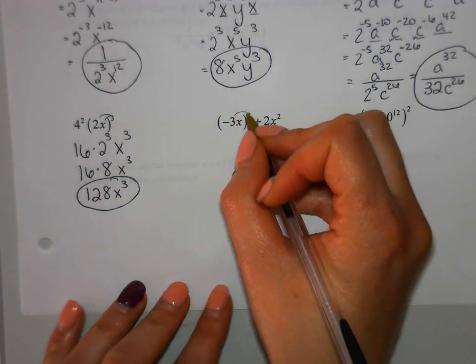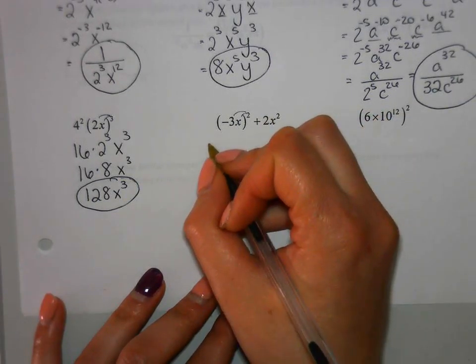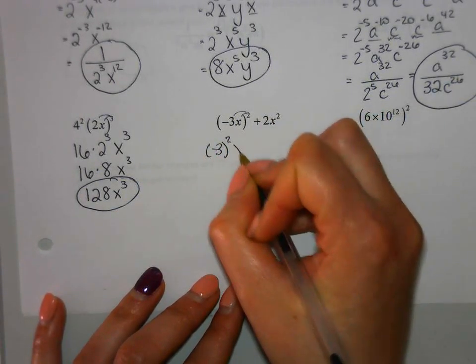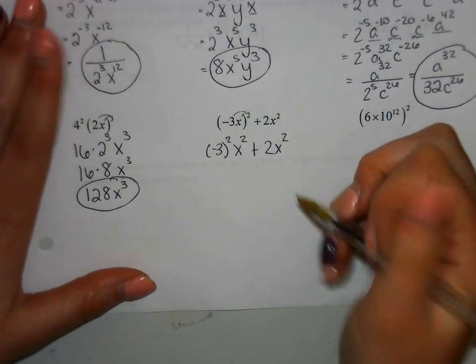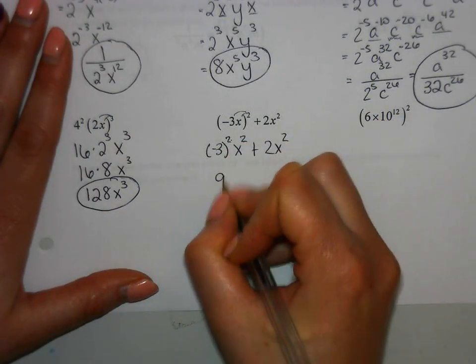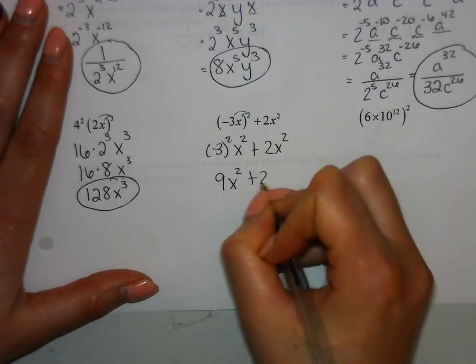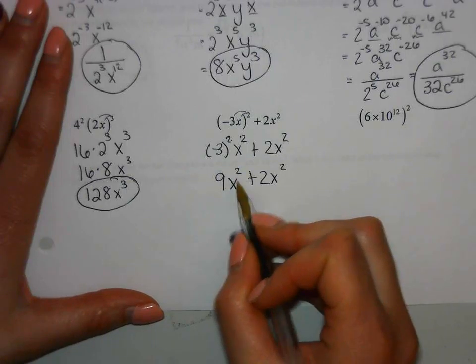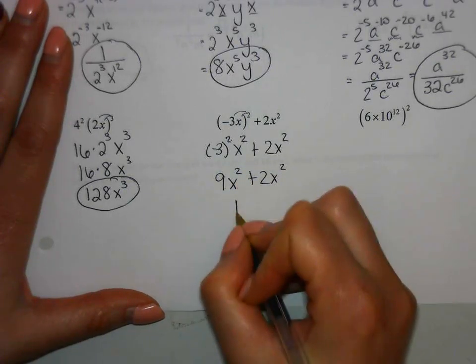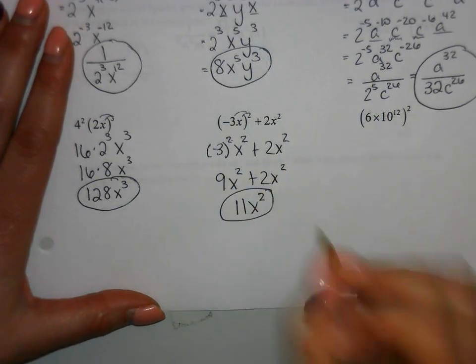Here we have negative 3x raised to the second power, so we have negative 3 squared times x squared, plus 2x squared. So negative 3 squared is 9, x squared plus 2x squared. So now we have like terms, so we can combine our like terms. So we have 9x squared plus 2x squared, which equals 11x squared.